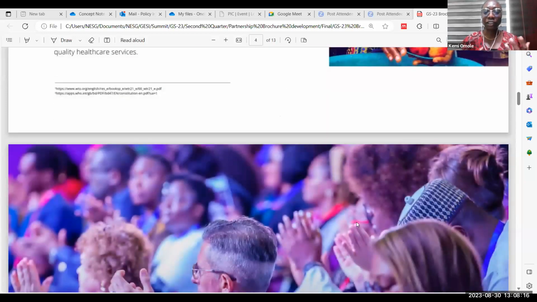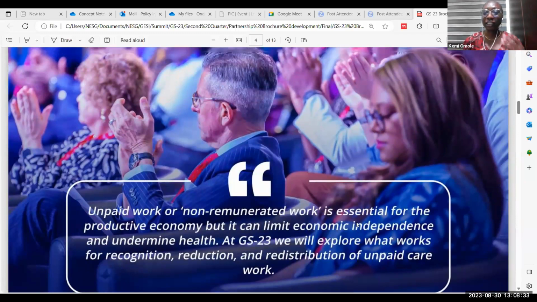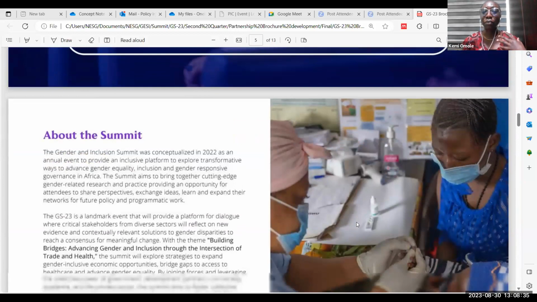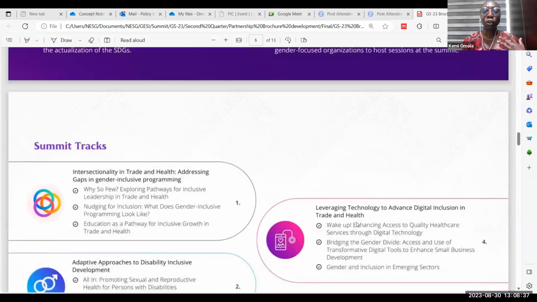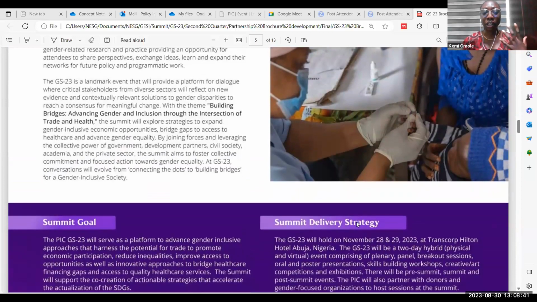So this is just some of the events that we had last year. The Gender and Inclusion Summit was actually conceptualized in 2022 when we identified the need for a platform that allowed conversations to be held on gender and inclusion across sectors. And last year, it was such a very successful event. And because of this, we knew that we had to make it an annual event.